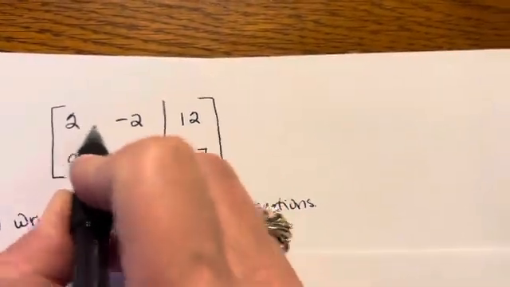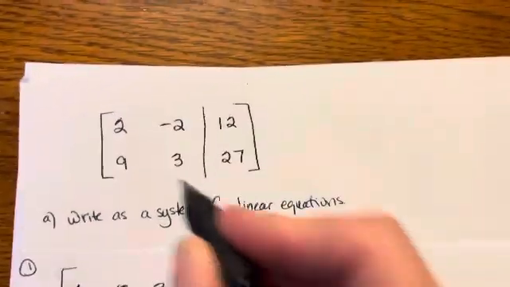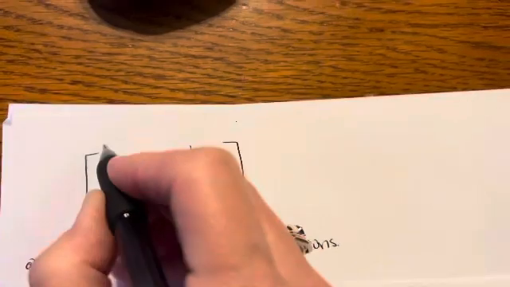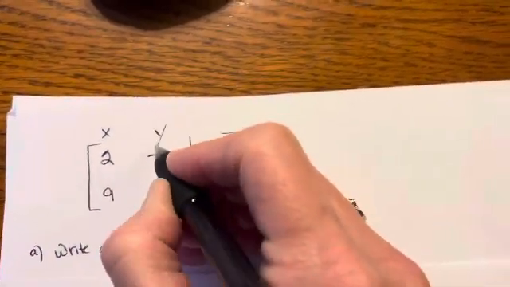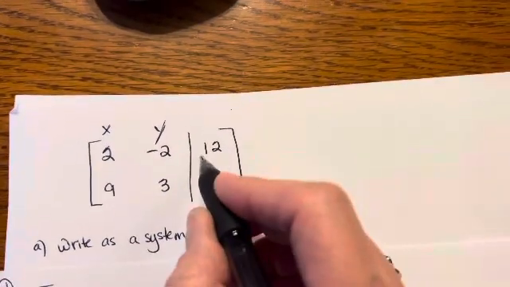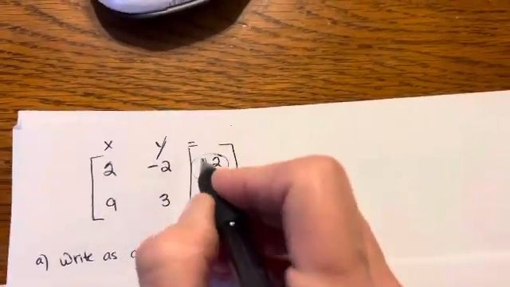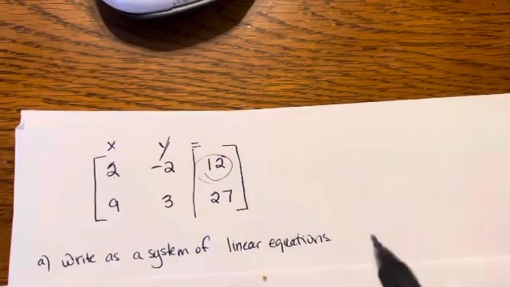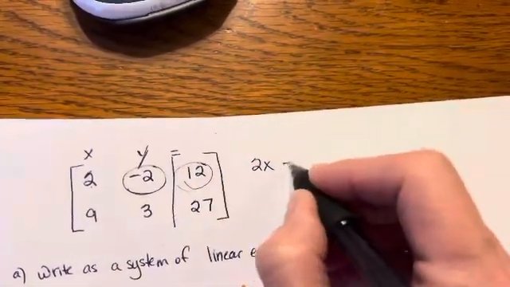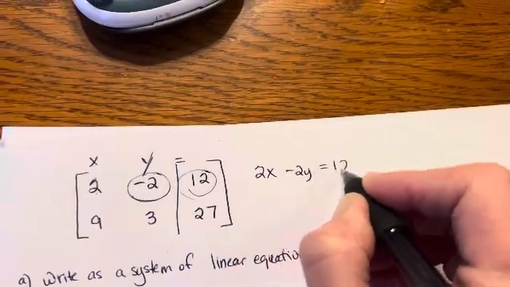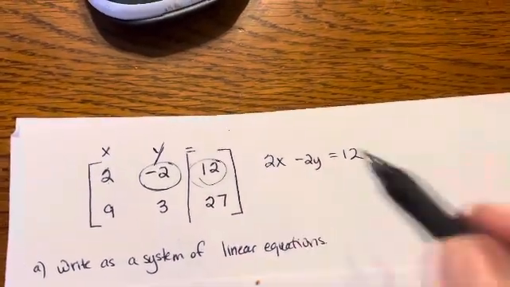Okay, notice I have 2 before I have this bar. It will tell you, but usually if they don't say anything, I let my first column represent my x's and my second column represent my y's. This will be what it equals, your constant. So here, I'm going to write this as a system. It means 2x, because this is a -2, it's -2y equals 12.